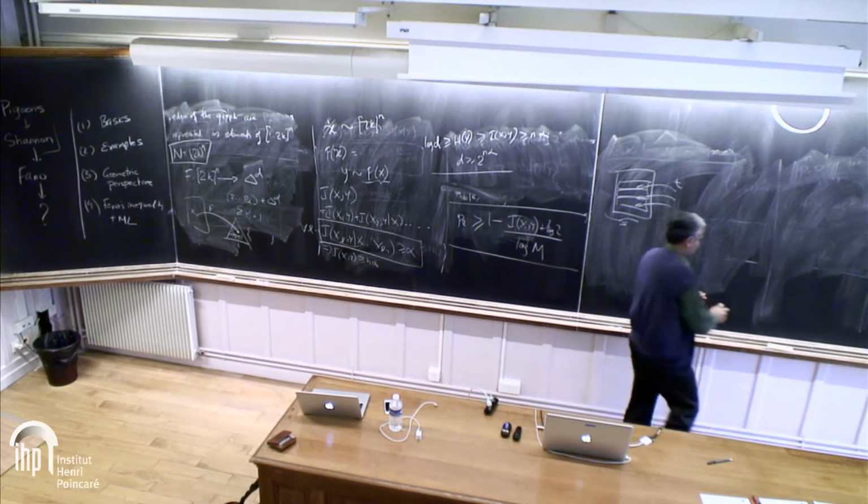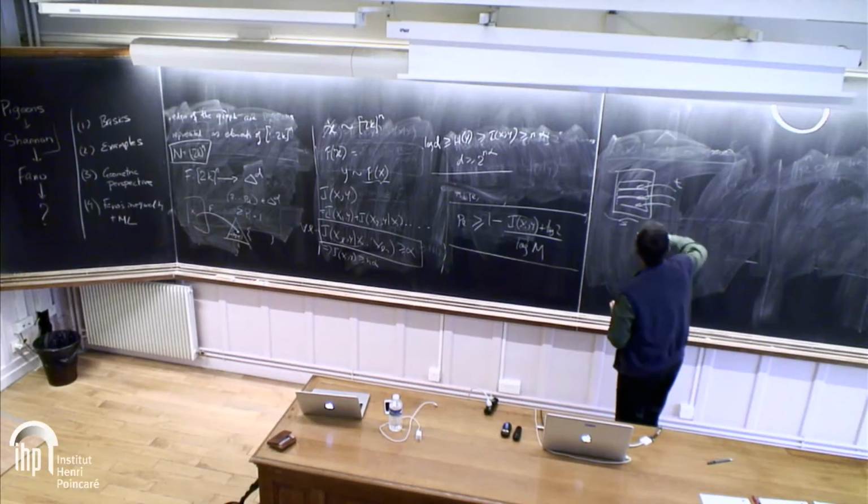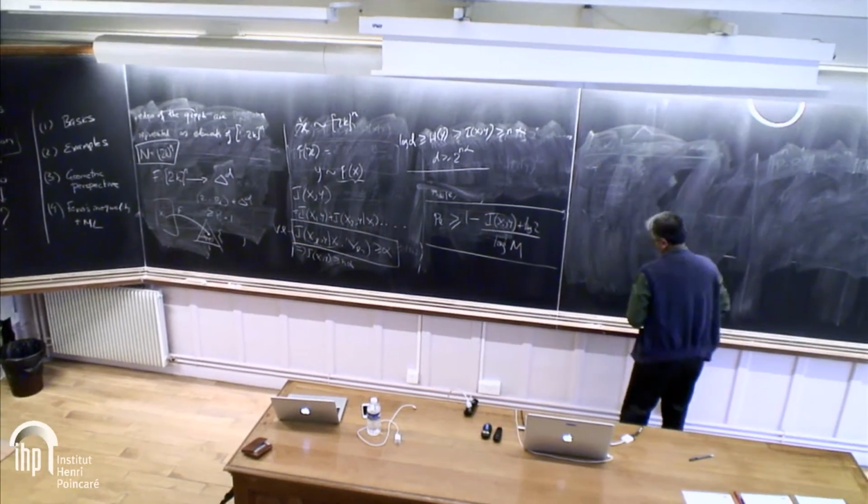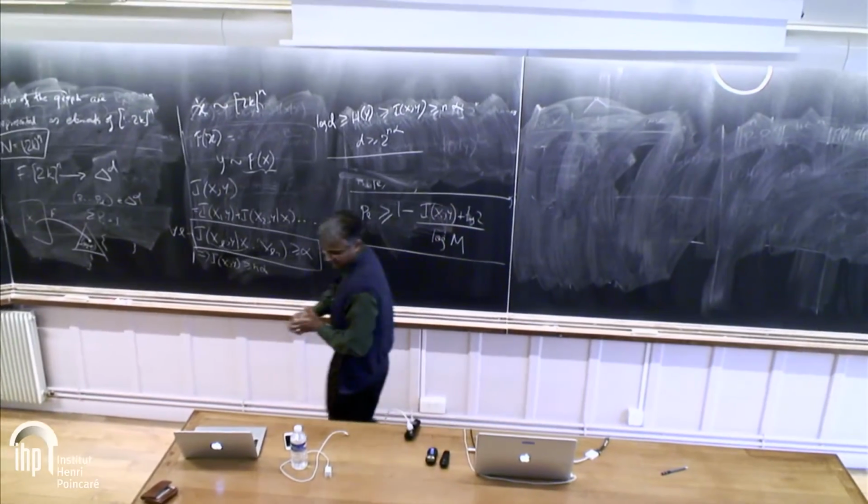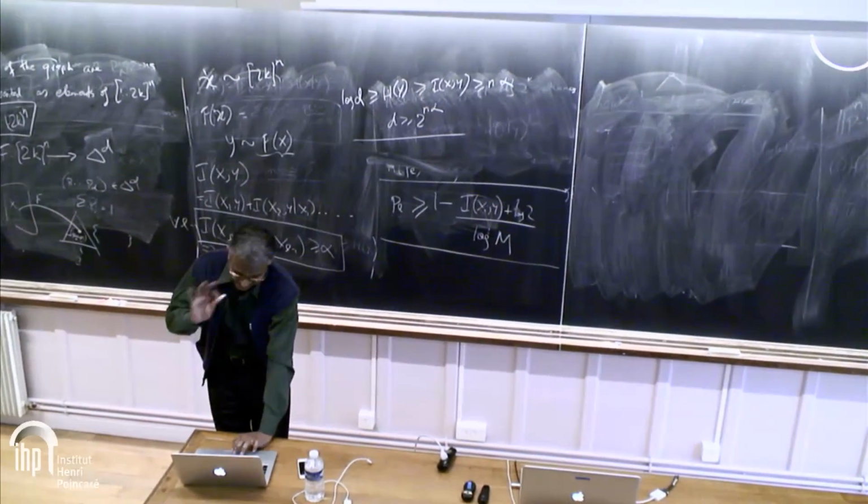Okay, so that's all I want to say about data structure lower bounds. So this is, again, one example. There are other examples, and like I said, they're not always as clear.